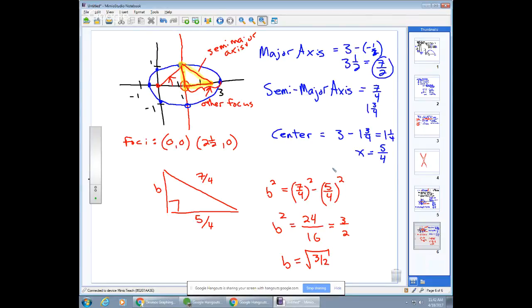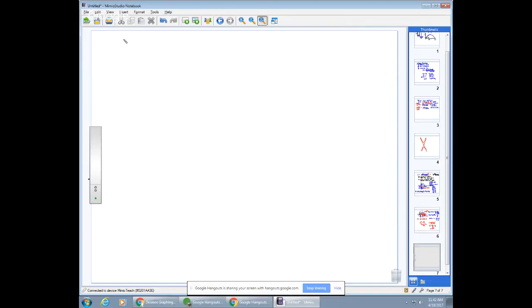What else looked interesting? I'll leave that one for you to think about. I thought I wrote down another cute one. Oh, some relationships that I think are helpful. Let's write these down. Ellipse parameters.